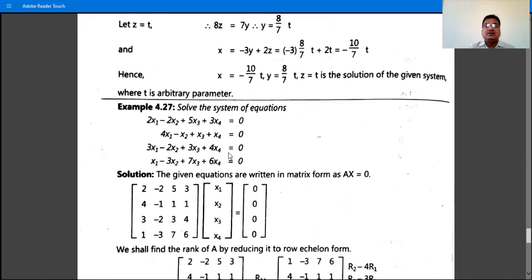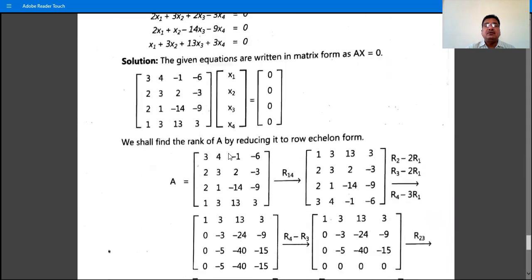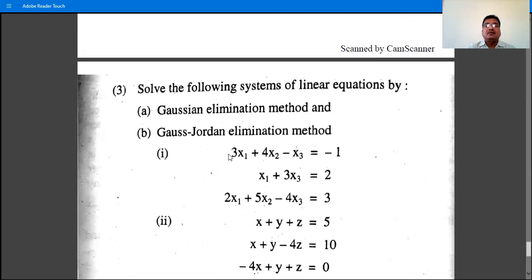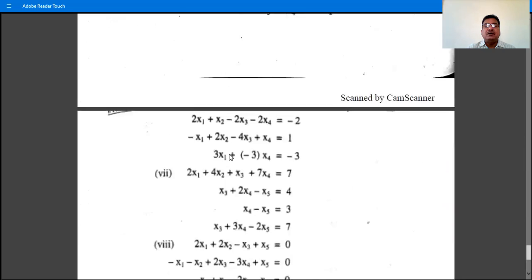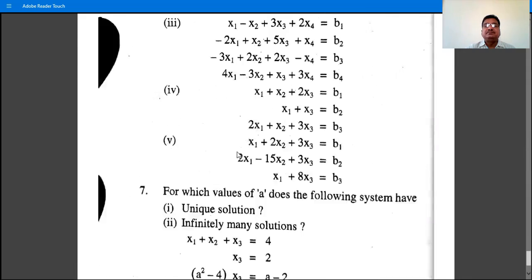So solve all these problems. Take all problems in your notebook. So these are some problems for homework. Their answers are also given.